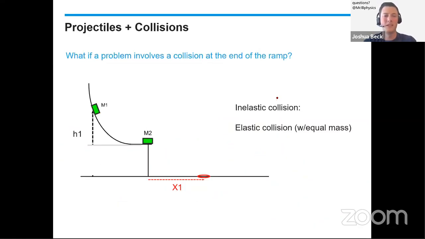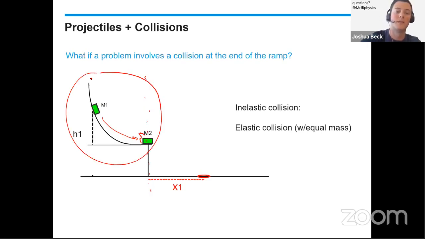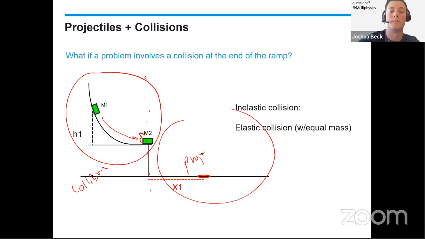Sometimes you see this as a collision style problem, right? You might have one block or one cart sitting at the end of this ramp, just waiting. So this is going to come down and it's going to collide. Well, again, this is really just two problems. Don't get overwhelmed. Don't try and do it all at once. This is a collision problem. This is your projectile problem.